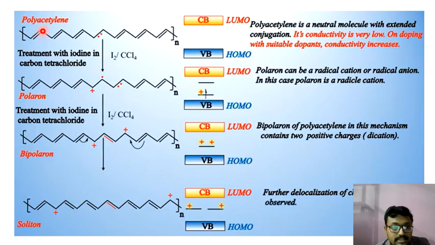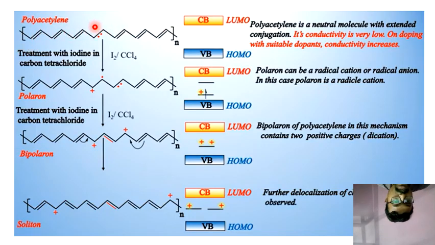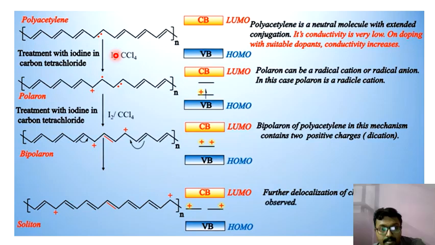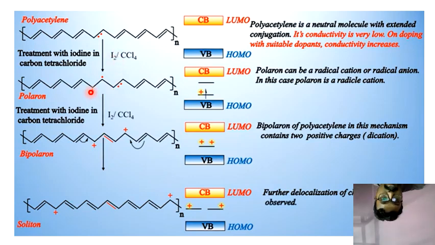So you can see this is the polyacetylene molecule. Everywhere there is a double bond. This double bond is represented by two electrons, meaning every double bond has two electrons. Now if we use a Lewis acid, like iodine or CCl4, Lewis acid means it has electron deficiency. So one electron from here will come to the Lewis acid, right? If one electron is coming, we will get one extra positive charge, right?